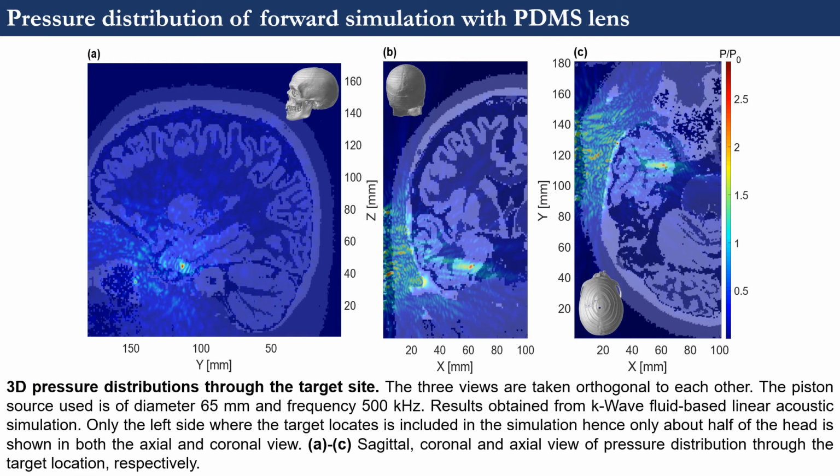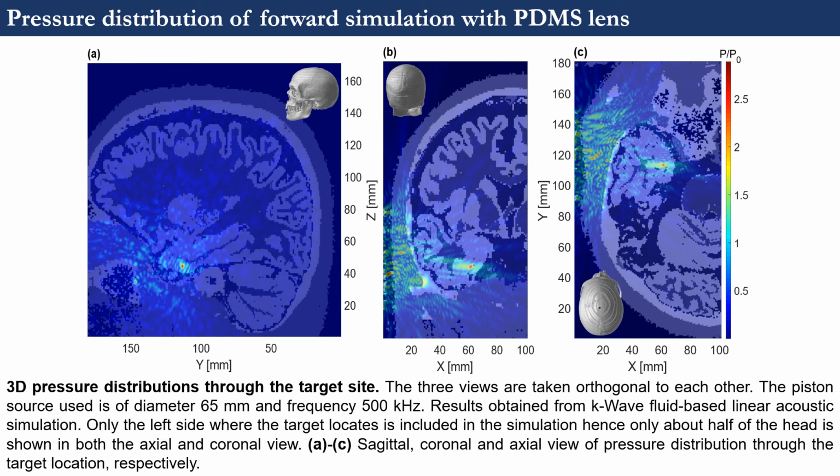To implement the phases for creating the focusing at the target site in reality, acoustic lenses are needed. The lenses are decided to be made of PDMS material. Simulation with a PDMS lens was performed. The resulting pressure distributions are shown in A, B, and C.